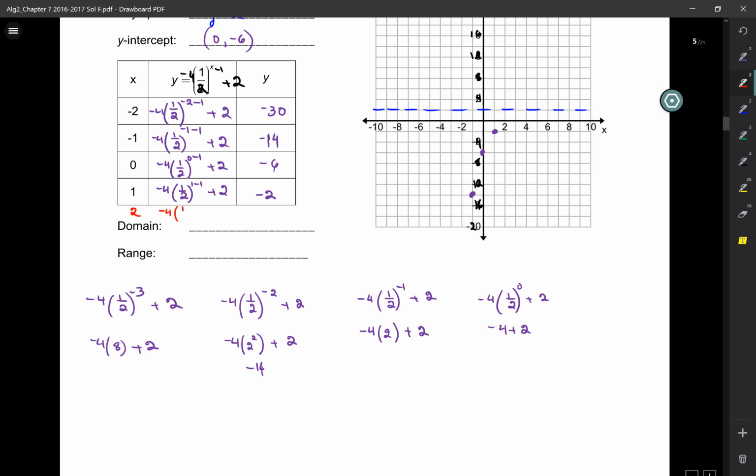Negative 4, 1/2, 2 minus 1 plus 2. So this is negative 4, 1/2 to the power of 1 plus 2. Negative 2 plus 2 will be 0. So that's going to be there. And now look at how this looks. It's going to follow the asymptote. It's got to. And go down here.